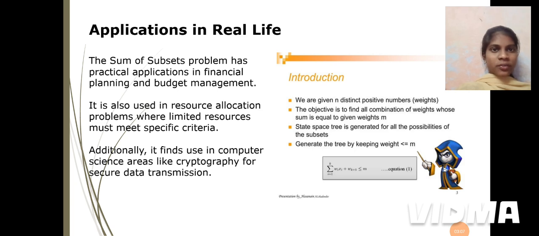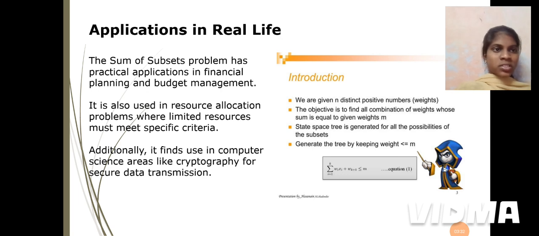Applications in real life. The sum of subsets problem has practical applications in financial planning and budget management. It is also used in resource allocation problems where limited resources must meet specific criteria. Additionally, it finds use in computer science areas like cryptography for secure data transmission.